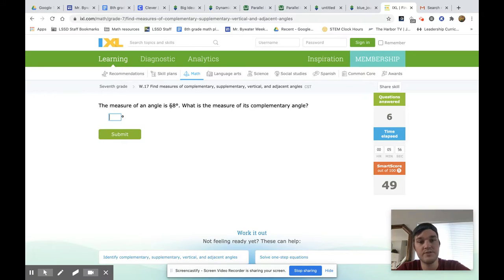The measure of an angle is 68 degrees. What is the measure of its complementary angle? Well, complementary means these angles must add up to 90 degrees. 68, 78, 88, 22. All right, anyway, important review for some important vocabulary that we will be using quite a bit.